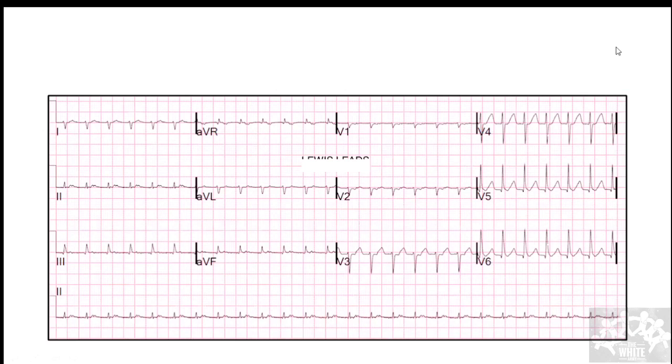Then we saw some lead modifications. One was Lewis lead, one was the right-sided leads to identify right-sided infarction, RVMI. The third was the Fontaine lead modification to diagnose arrhythmogenic right ventricular cardiomyopathy. Then we ended that whole thing, and then we saw some examples.